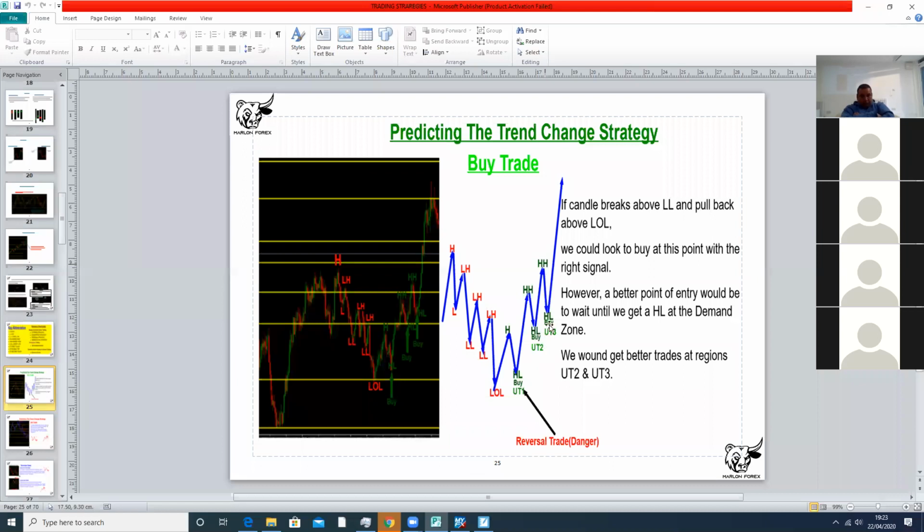Now, once we start having higher lows and higher highs, the potential is that the market has changed direction, especially if you're in the higher time frame.